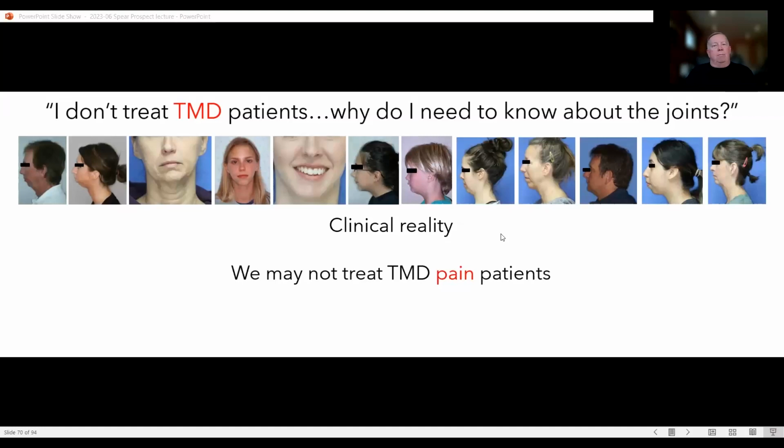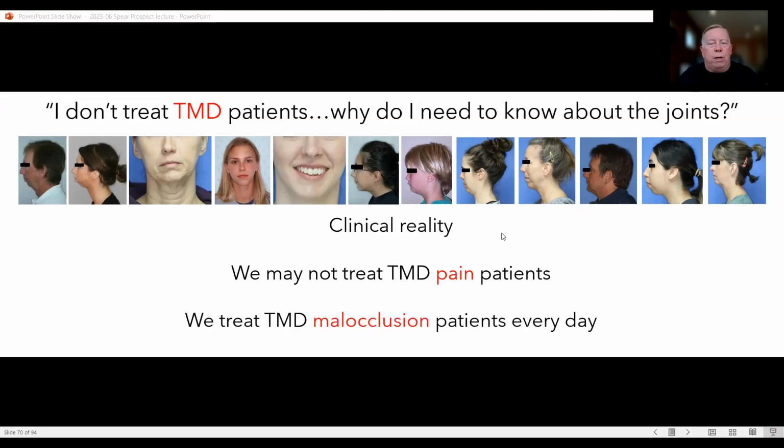A lot of times I'm going to hear dentists say, I really don't treat joint patients or TMD patients. Why do I need to know about the joints? Here's what I'm going to tell you. You can choose to opt out of treating pain patients. And again, I made most of this presentation about occlusion because I really think that's where we see this. But here's the issue: we treat TMD malocclusions every day. And I want you to start thinking about a compressed pharyngeal airway space as a potential clinical manifestation of a structurally altered joint.